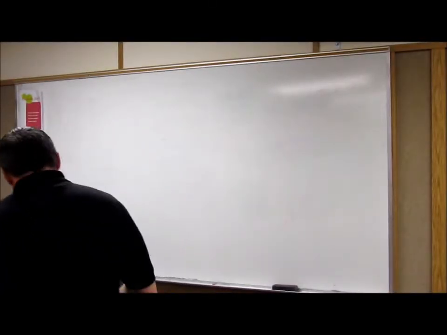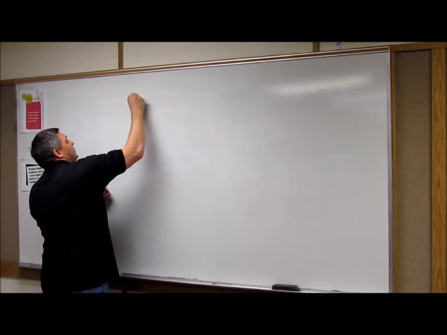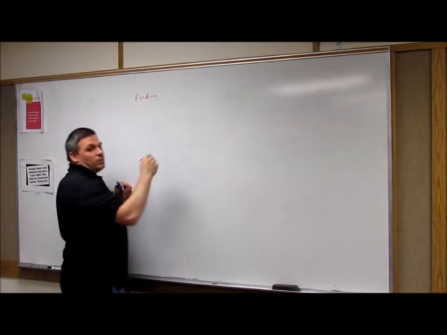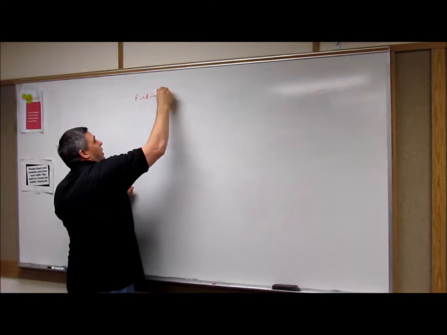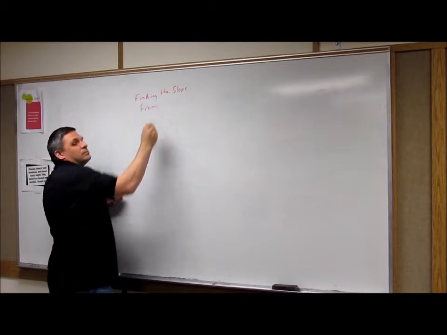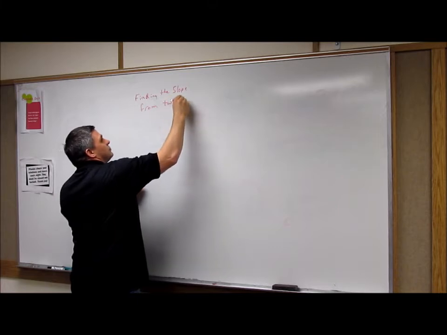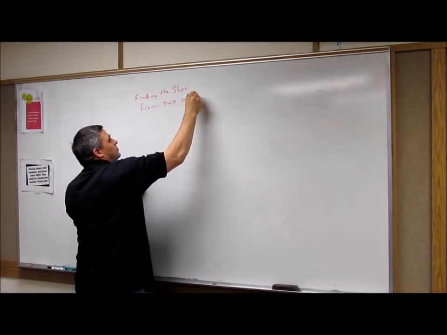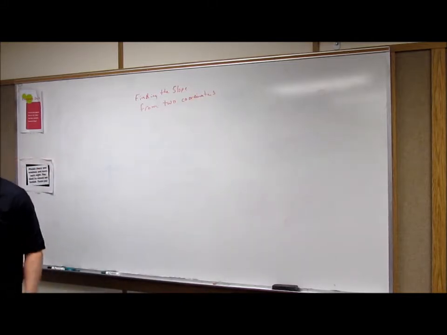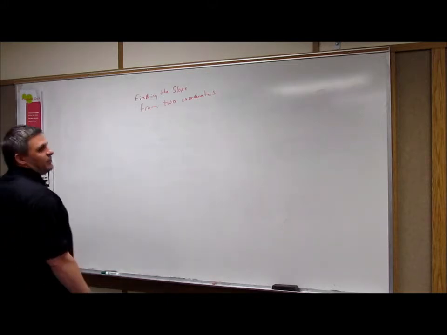This is called finding the slope. Okay? This is not the standard form, right? Nope, this is finding the slope. Finding the slope from two coordinates. What does that mean? Finding the slope from two coordinates.